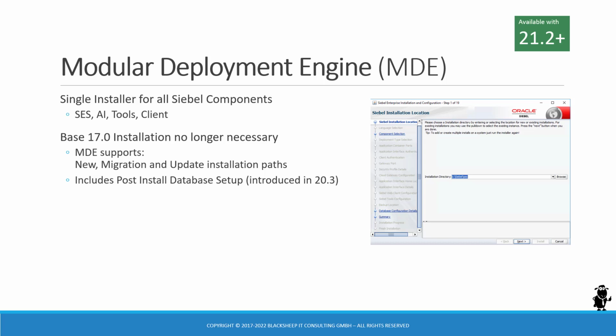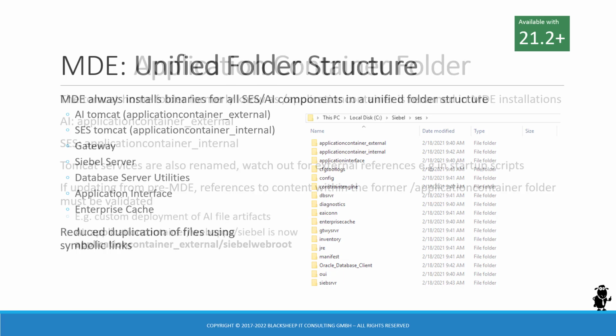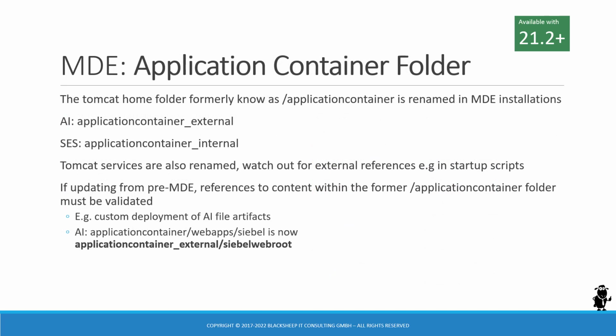This is a very significant change for administrators, of course, so watch the respective monthly update video. But you will encounter a new unified folder structure in your enterprise components, such as SES, AI, or Gateway. The application container folder for the AI is also renamed, and there's a new Siebel WebRoot folder.